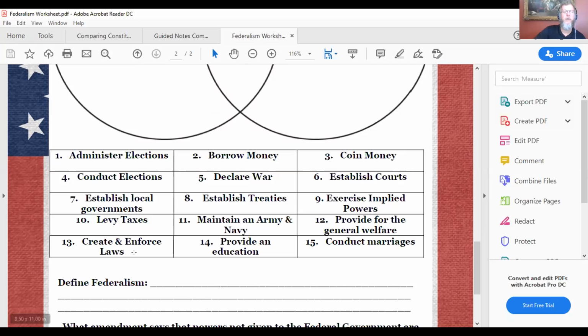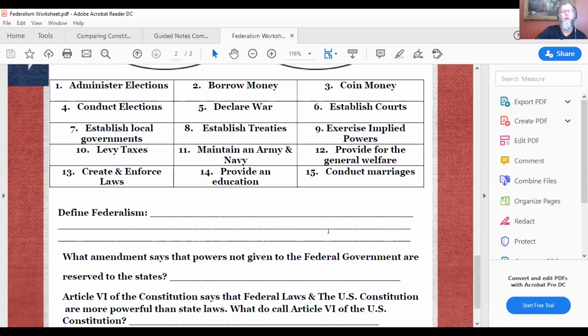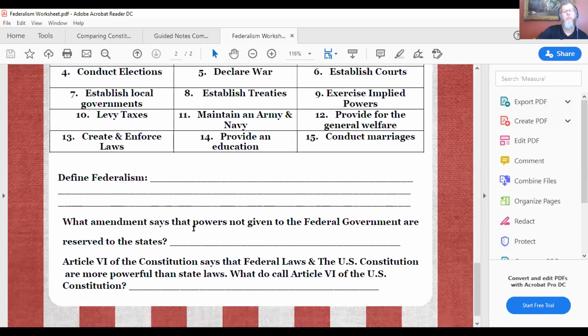Create laws, concurrent, both. Provide an education, that is the state's responsibility. That is a reserved power, and conduct marriages is also a reserved power. Lastly, Amendment 10 is the one. So again, Amendment 10. All right, other than that, that will get you caught up on federalism. Anybody can redo the federalism. It's a free redo for everyone.